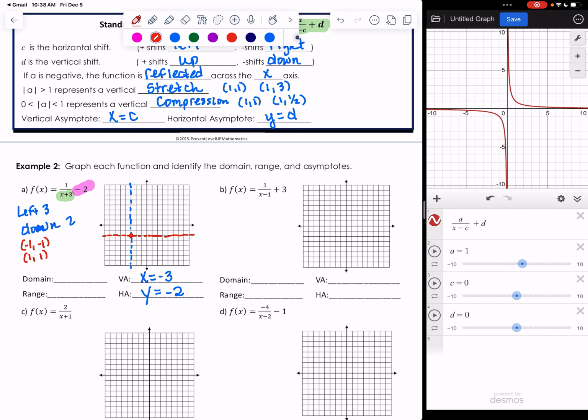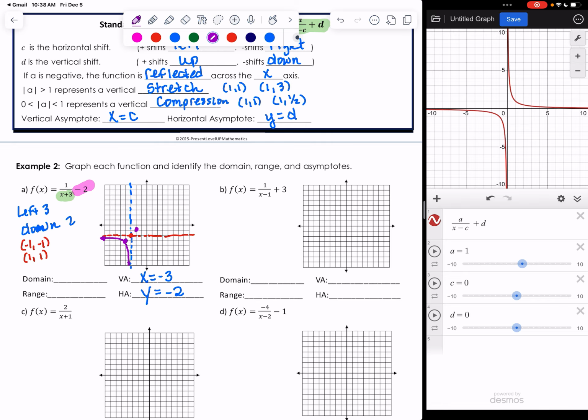So if I plot (-1, -1), let me get a different color here. From this new (0, 0), I'm going to go left 1, down 1. Okay, so my branch here is going to curve and approach these asymptotes. So it's going to approach this asymptote on this side, and it'll approach the horizontal asymptote on that side. All right. Now go back to that new (0, 0). Now I'm going to put a critical point from the new (0, 0): go right 1, up 1.